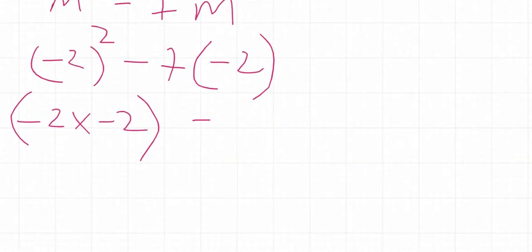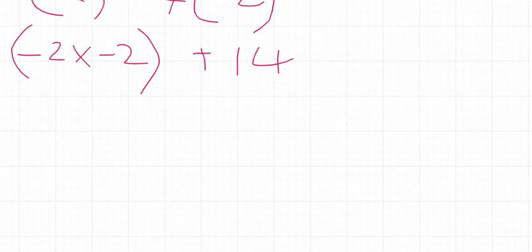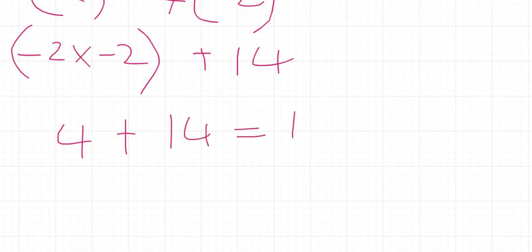So we could say negative 7 times negative 2. A negative times a negative gives us a positive. And negative 2 times negative 2 gives us positive 4, because when you multiply 2 negatives, it gives you a positive. And so our answer will be 18.